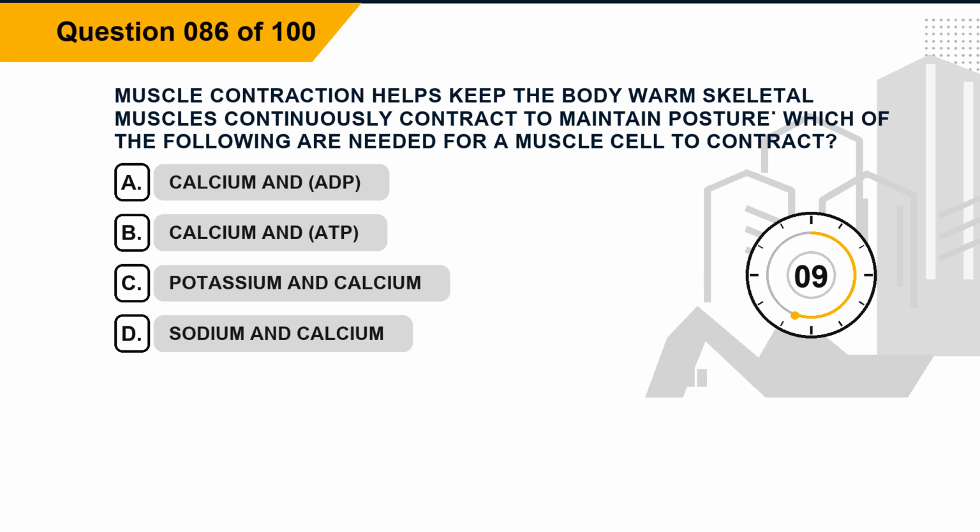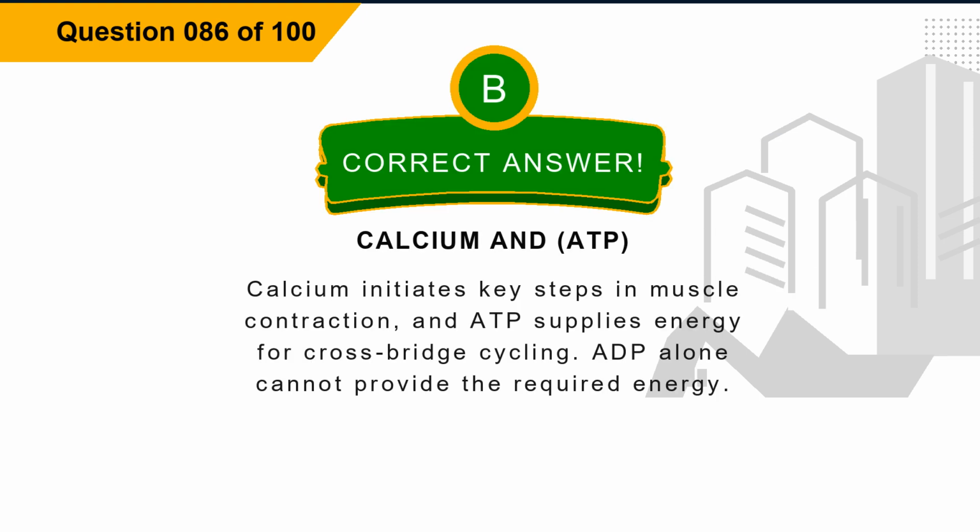Option A. Calcium and ADP. Option B. Calcium and ADP. Option C. Potassium and calcium. Option D. Sodium and calcium. The correct answer is option B. Calcium and ADP. Explanation: calcium initiates key steps in muscle contraction, and ADP supplies energy for cross-bridge cycling. ADP alone cannot provide the required energy.